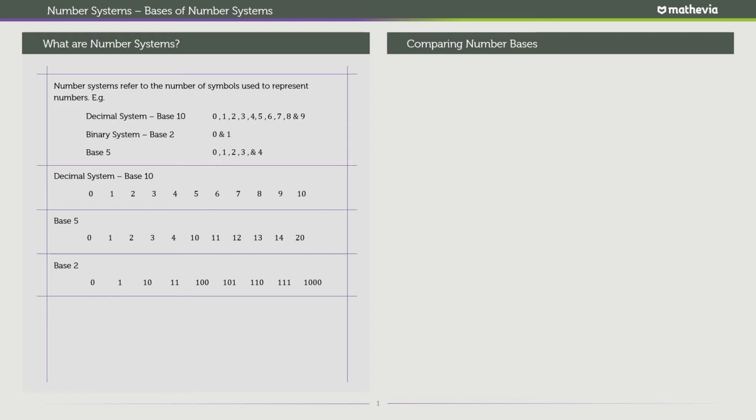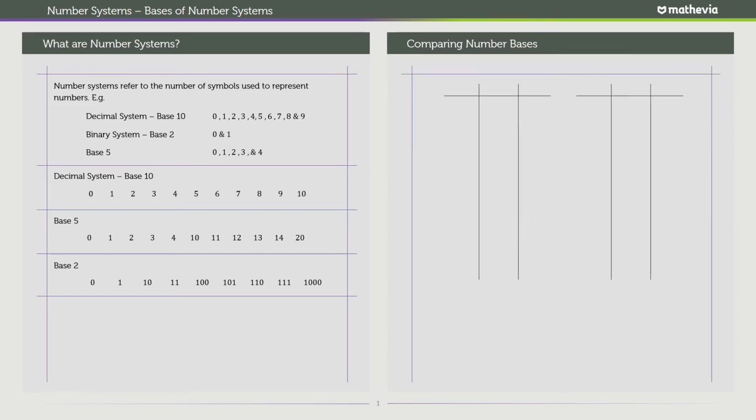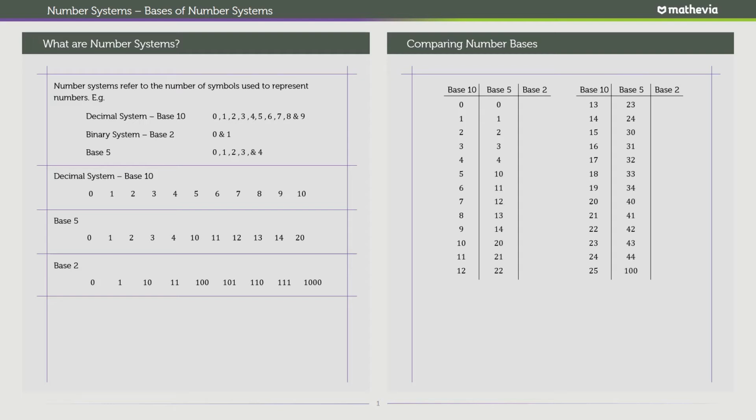Now let's learn about comparing number bases. If you count numbers in base 10, basically your regular numbers, you have 0 up until 25 here. Then you count in base 5: 0, 1, 2, 3, 4, 10, 11, 12, and so on up until 100. Then you count in base 2: 0, 1, 10, 11, 100, 101, 110. With some practice, you get used to this.